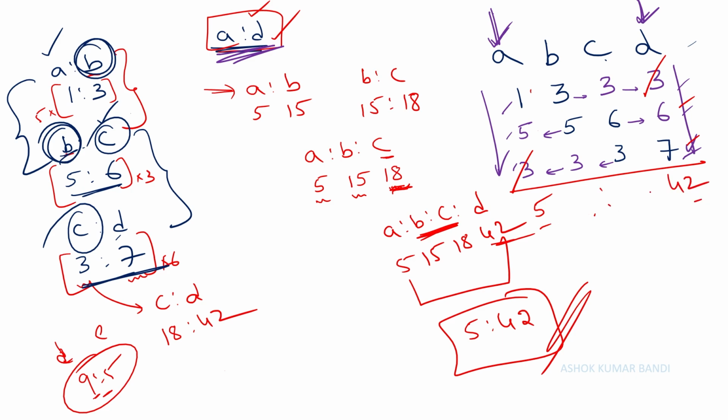Let us take in the problem, he is asking you to find out A is to B is to C is to D. Then what you need to do?